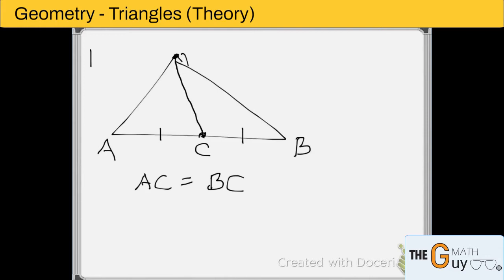Now this is the median in the triangle. Remember that one thing about the median is that it's not an angle bisector, so these two angles are not necessarily equal. We don't know anything.